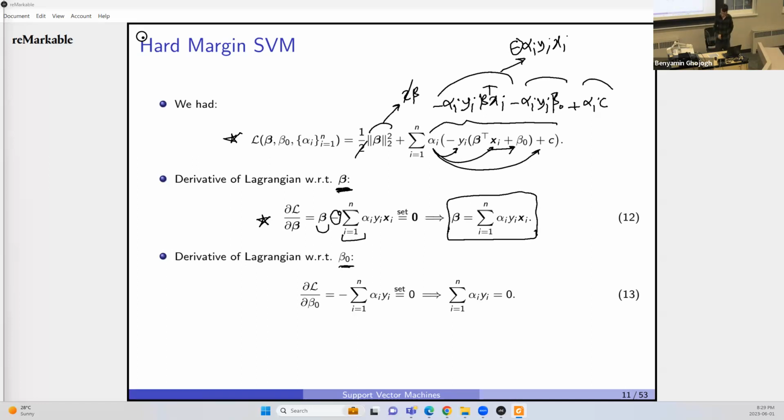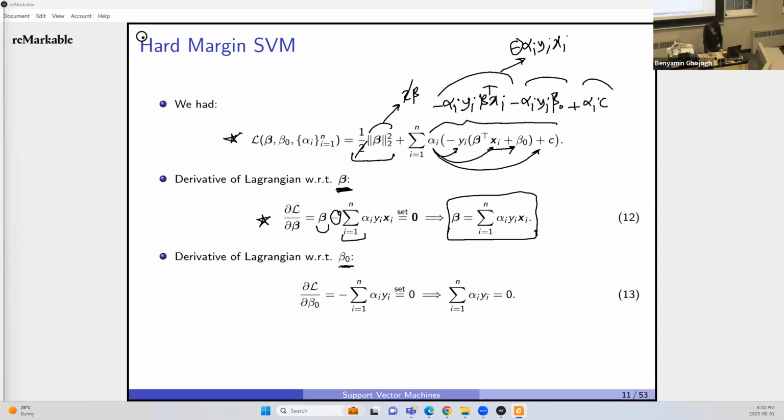Beta is the summation of alpha i, yi, xi, where i goes from 1 to n. Alpha i are the dual variables. We will find out what alpha i is. Yi are the target labels, scalars, which are plus one or minus one. Xi are the d-dimensional training vectors, okay? And now let's take the derivative with respect to beta zero. What is it? The first term is constant with respect to beta zero, so it goes away.